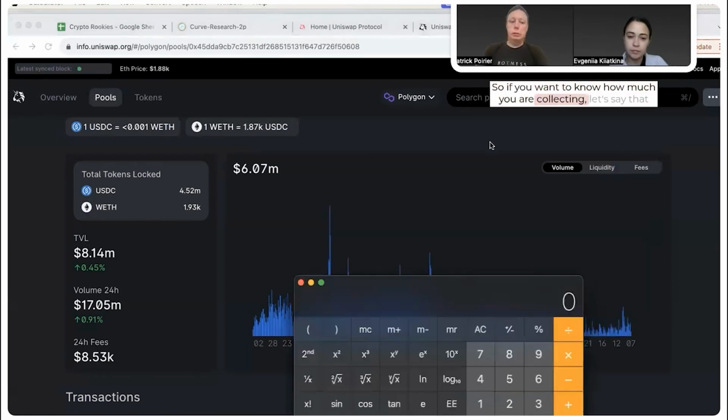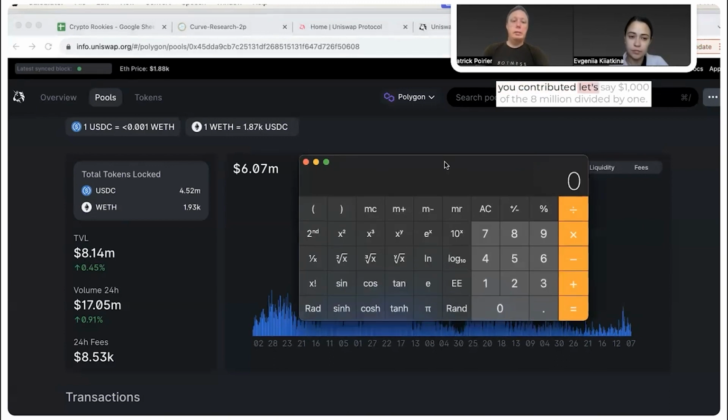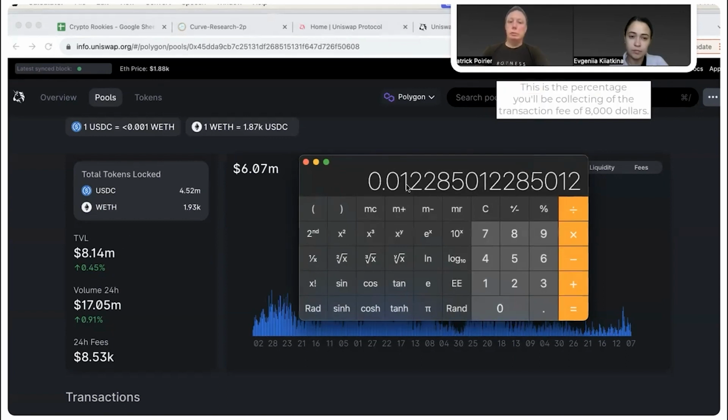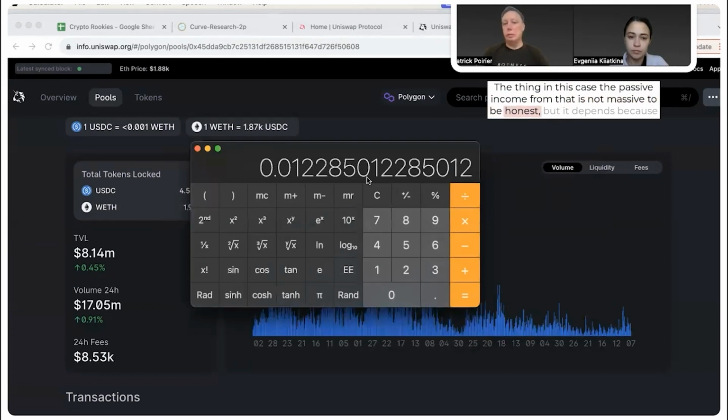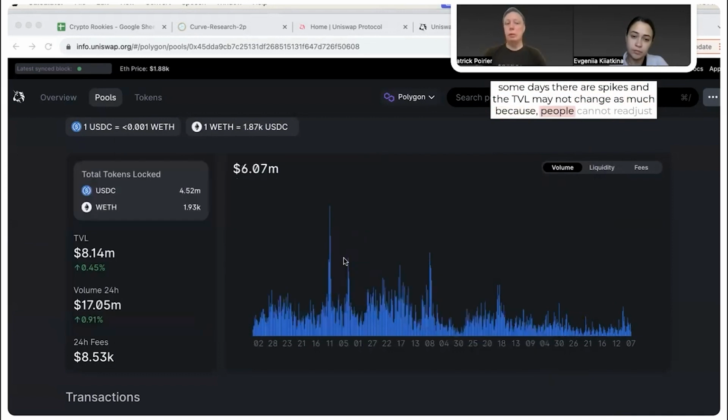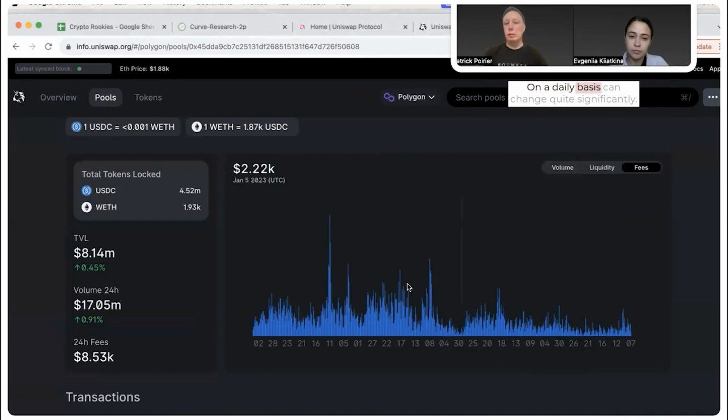If you want to know how much you are collecting, let's say you contributed $1,000 of the 8 million. In this case, you have 0.012% of the liquidity pool with your $1,000 of investment. This is the percentage you'll be collecting of the transaction fee of $8,000. The passive income from that is not massive, to be honest, but it depends, because some days there are spikes and the TVL may not change as much because people cannot readjust where they allocate their money. So the fees on a daily basis can change quite significantly. Yesterday was not massive, but it's not so bad.